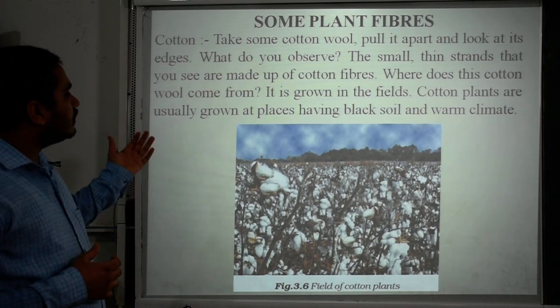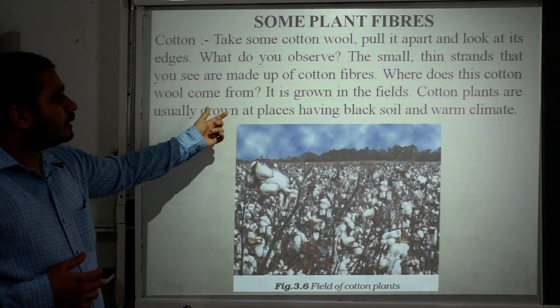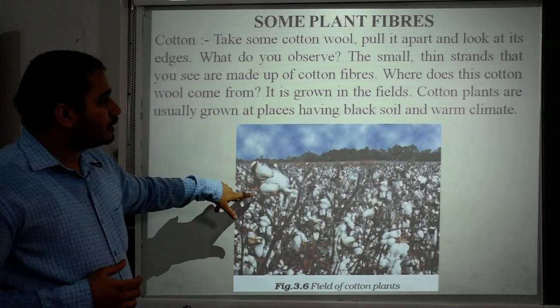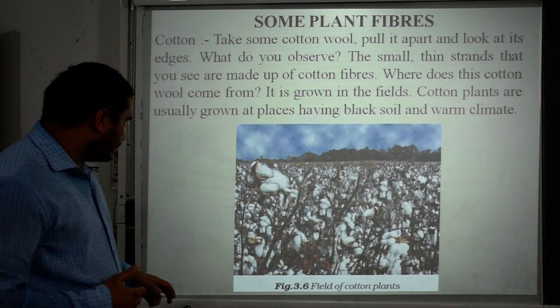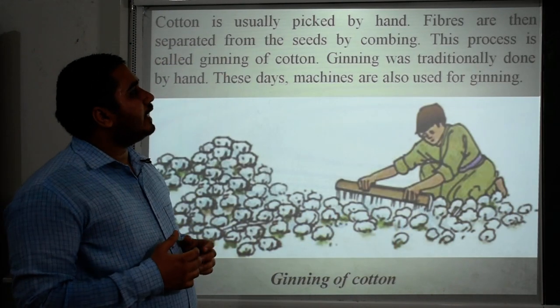Where does this cotton wool come from? It is grown in the field. Cotton plants are usually grown in a place having black soil and warm climate. If you want to grow cotton plants, you necessarily need black soil as well as a warm climate if you want a good level of crop. Then cotton is usually picked by hand.